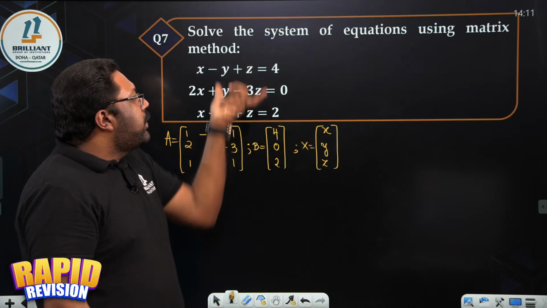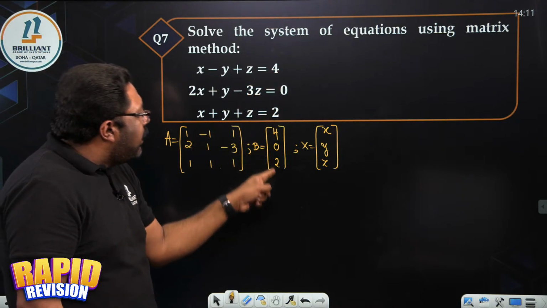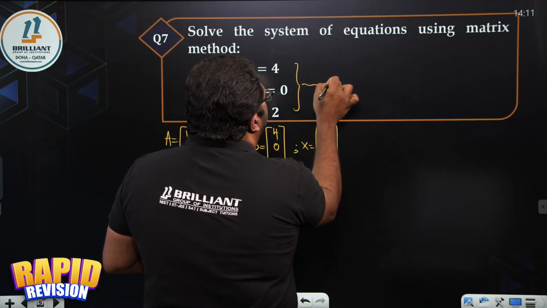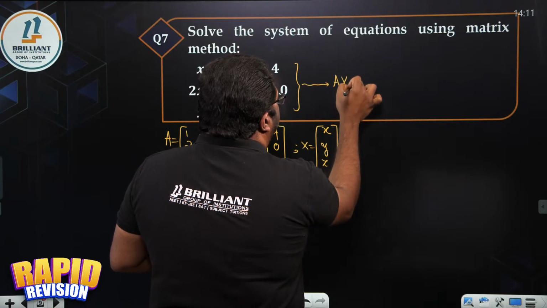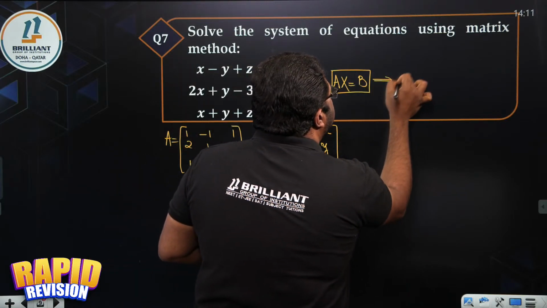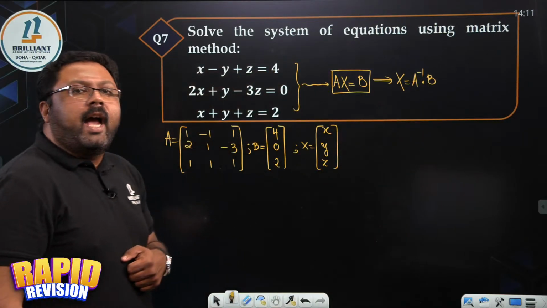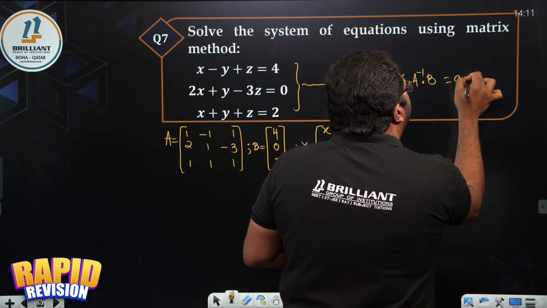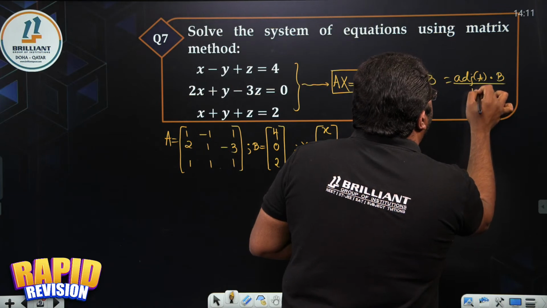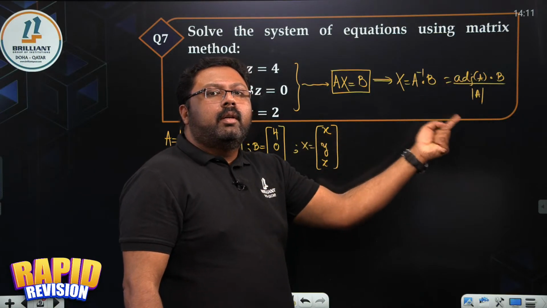So I got 3 matrices from the system of equations: the coefficient matrix, the matrix which is the right hand side of the equations, and the unknown variables. So this system actually is matrix A multiplied with X equal to B. And from this we can say X is A inverse multiplied with B. And we all know what A inverse is. A inverse is adjoint of A divided by the determinant of A. So we have to find the adjoint multiplied with B divided by the determinant.